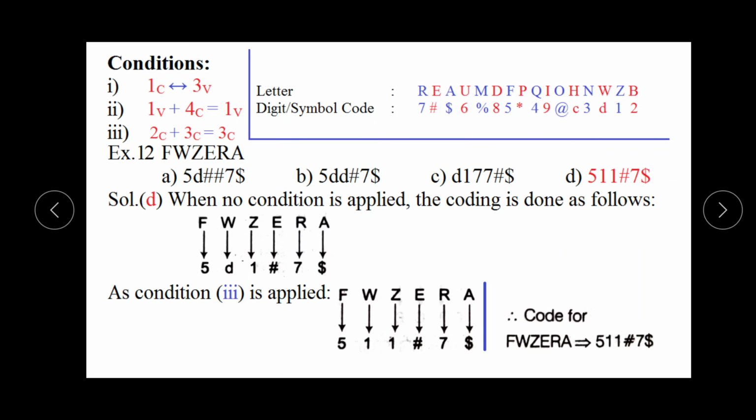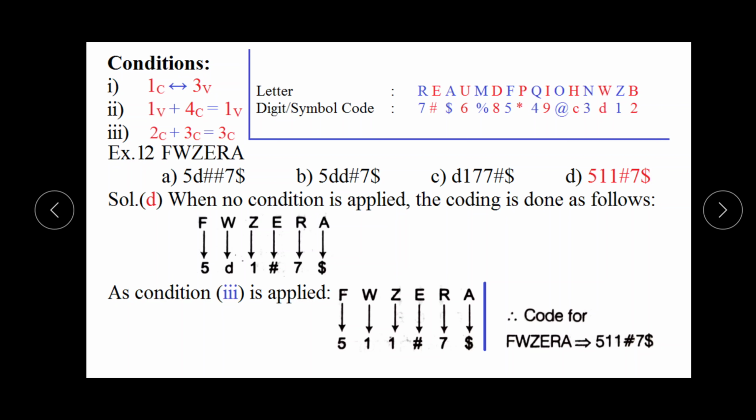So here these are the conditions. It is not necessary that we write the complete conditions. We can write the short forms of the conditions. Now here the question is given. The given word is FWZERA. This is the word for which we have to find the code.